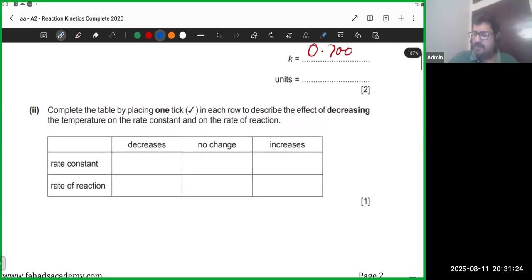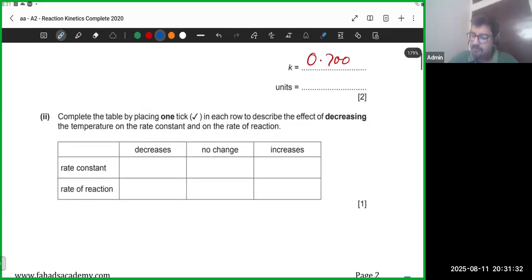As a complete table, placing one tick on each, describe the effect of decrease in temperature on the rate constant and on the rate of reaction. One thing you should clear up: whenever you decrease temperature, the rate of the reaction also decreases. And the reason it decreases is because the rate constant, remember, is a constant. It's like any equilibrium constant, it only changes with temperature. Let's add this in the notes.